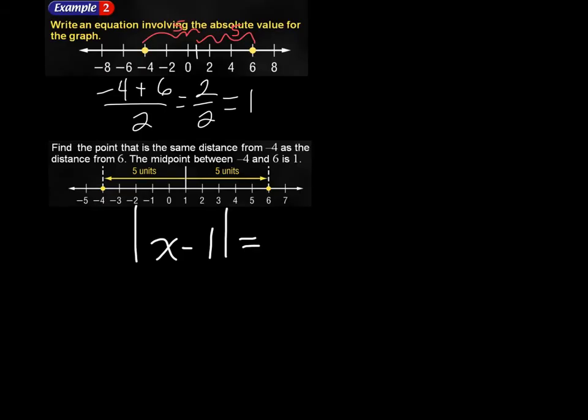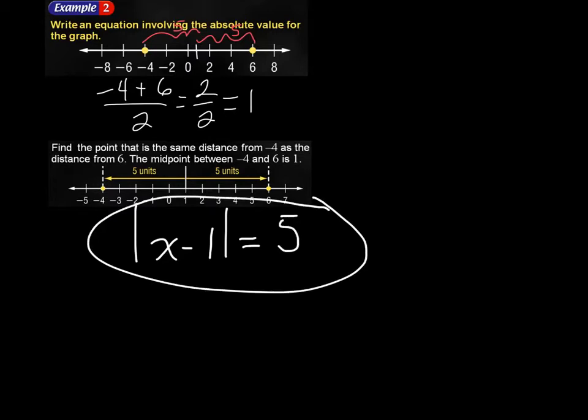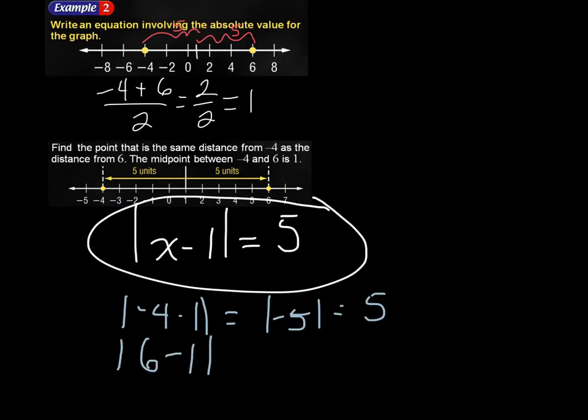So I'm centered around 1, so my expression is going to be the absolute value of x minus 1 equals, I went 5 units on either side of it. Now I can double check that by substituting my numbers back in there. If I do the absolute value of negative 4 minus 1, absolute value of negative 5 is 5. And if I do the absolute value of 6 minus 1, absolute value of positive 5 is also 5. So I know I have the right answers, and that's my answer.